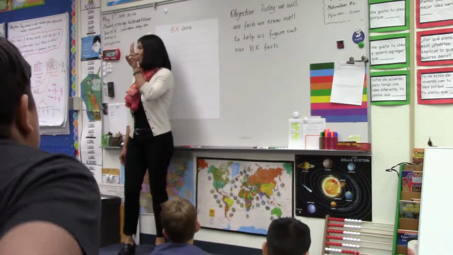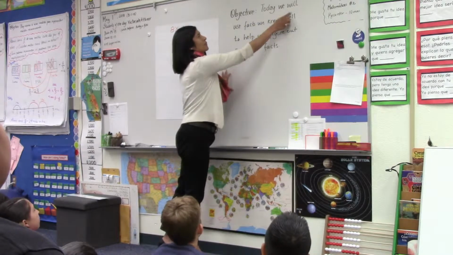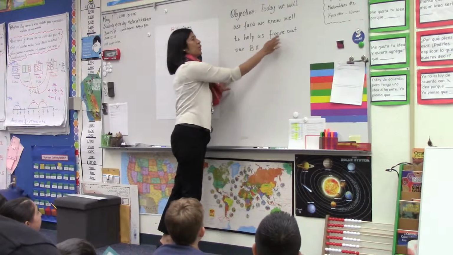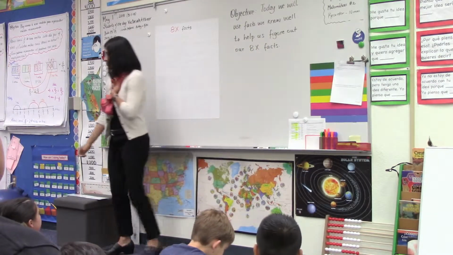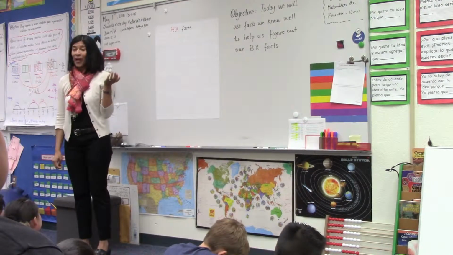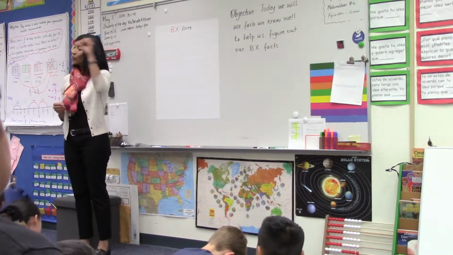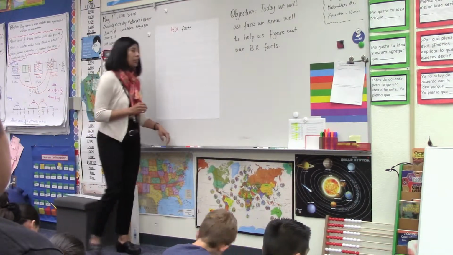3, 2, 1. Objective. Today we will use facts we know well to help us figure out our 8 multiplication facts. So, just like we've done with our other facts, sometimes we use the facts that we really know well to help us figure out the one that we're still working on. Okay, so we will do that today using the number line.